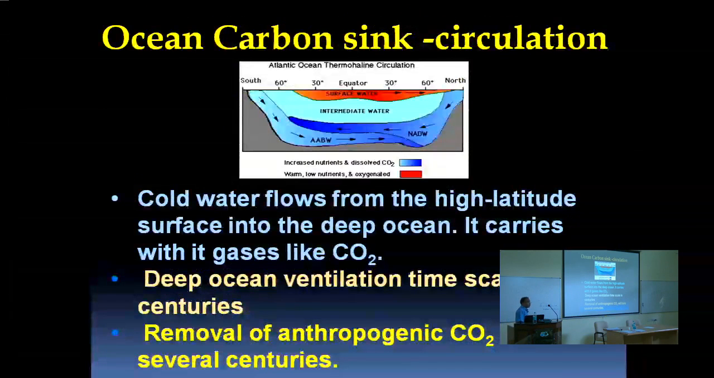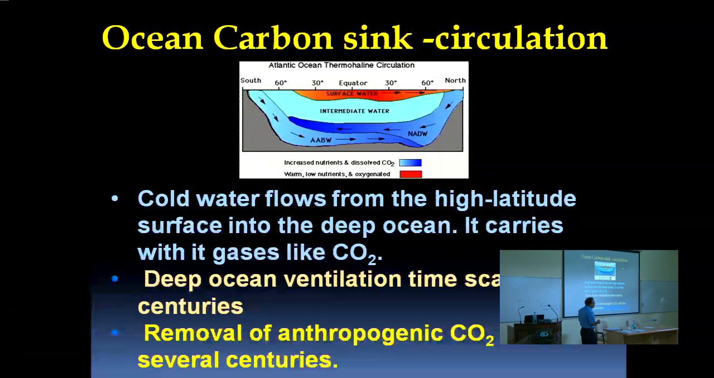Okay, now the next is circulation. So I listed three things: ocean chemistry, ocean biology, and ocean circulation. So this is the ocean circulation. If you look at the Atlantic cross section, this is the South Pole, North Pole, and this is the meridional direction. So the equator is somewhere here.